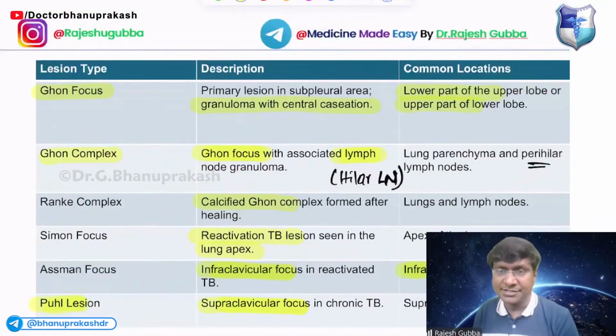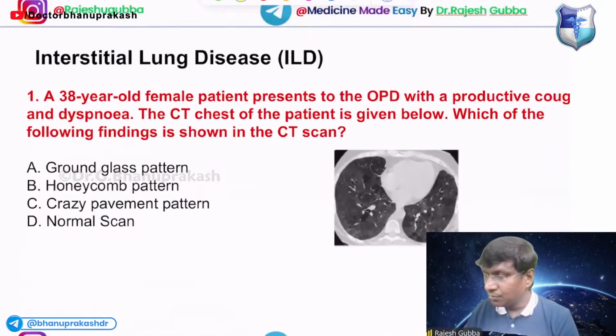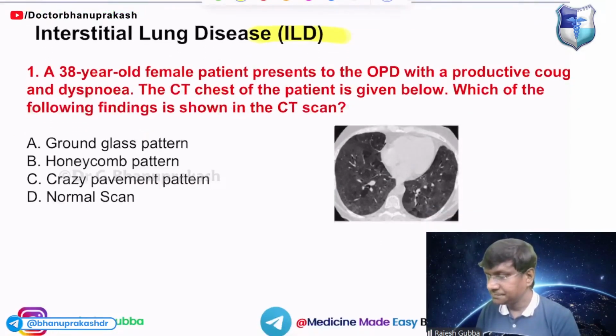Then you need to know all these lesions: Ghon's focus, Ghon's complex, Ranke's, Simon focus, Assmann's, Puhl's lesion, Rich focus, Weigert, miliary, and tuberculoma. Right. Now, we'll move on to the last topic of the discussion in pulmonology, that is interstitial lung disease. Right. Answer this.